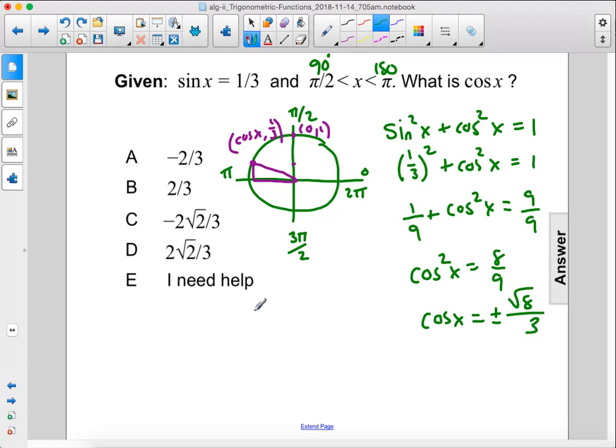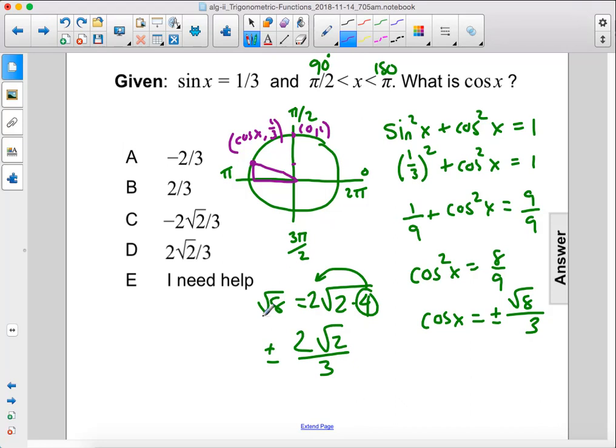Now the square root of 8 can be rewritten as the square root of 2 times 4, and then this 4 can be brought out and made a 2 out front. So we have 2 times the square root of 2 over 3, and it's plus or minus. Which one is it going to be?